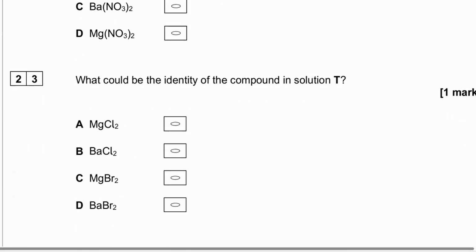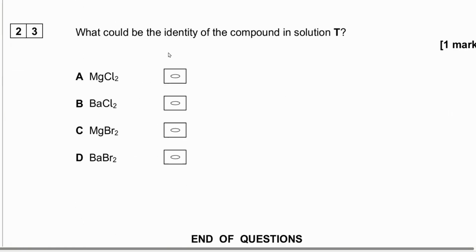Okay, let's look at question 23. And this could be the final question of the paper. It is the final question. What could be the identity of the compound in solution T? So let's check it out. Is it magnesium chloride, barium chloride, magnesium bromide, or barium bromide?